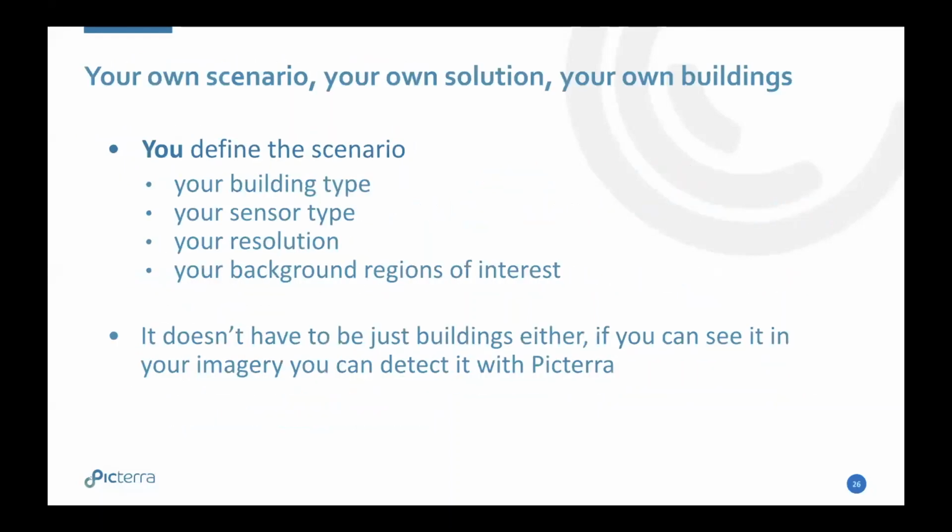So to bring this back to buildings, this means that on the platform, you can define a detector that can detect your building type over your sensor type with your resolution over your background regions of interest. And as a side note here, because this interaction is so simple on the platform, you don't have to do just buildings. You can actually put in whatever image and find whatever you want. So you can use exactly the same workflow on the platform to do roads or rivers or forests or chickens or cows or whatever you want. Basically, if you can see it in the imagery, then you can detect it with Picterra.